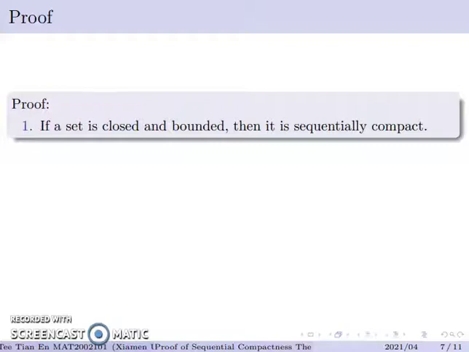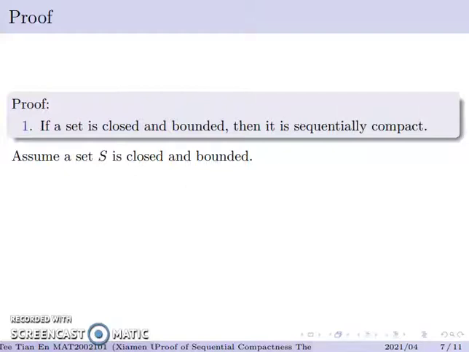Then we can say that the sequence is bounded. So to prove this one, we first assume a set S which is closed and bounded, right? Because we want to prove that if the set is closed and bounded, then it is sequentially compact. So we assume the set is closed and bounded first.